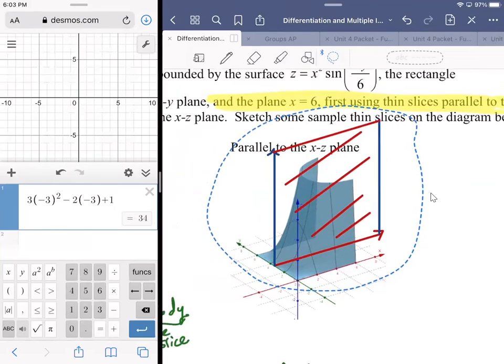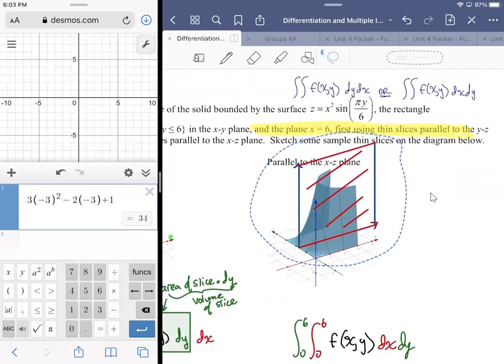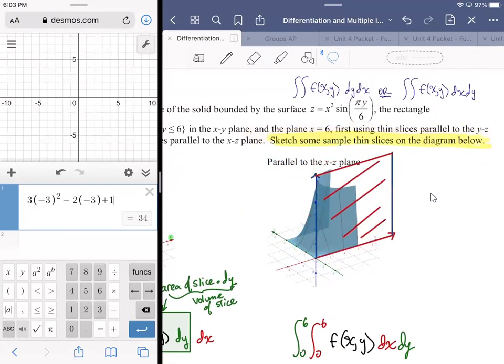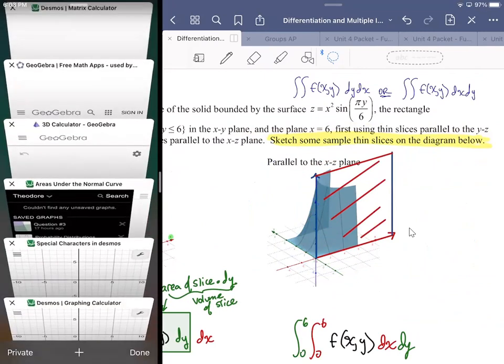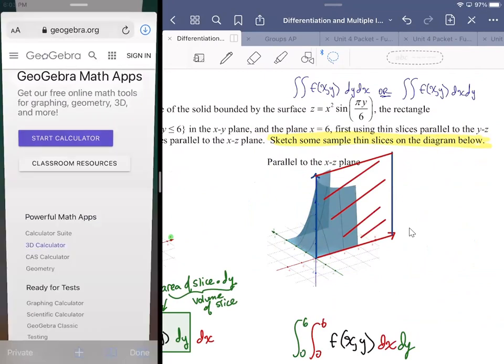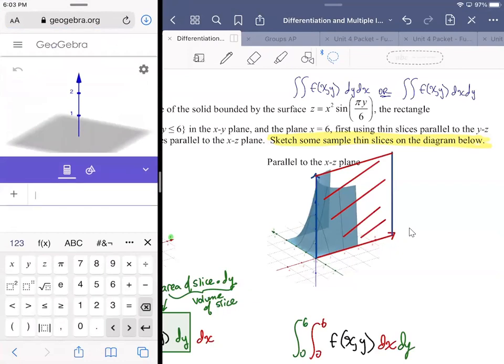What I can do, and actually I probably, in all honesty, should have done this already. Oh, what did I do there? That's astonishing. What I could have done is change the orientation on GeoGebra so that we can have a better look at it. So let me actually do that real quick. Get my GeoGebra up here. I want my 3D calculator. Always a little iffy with the app, as you know.